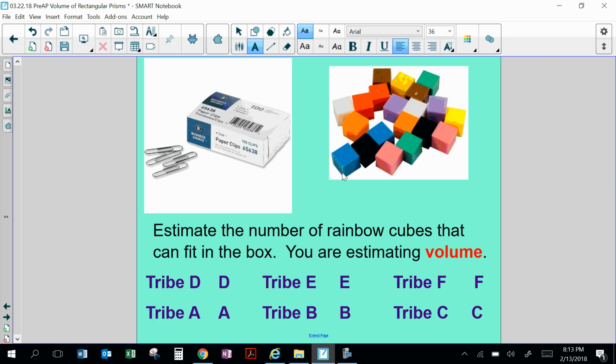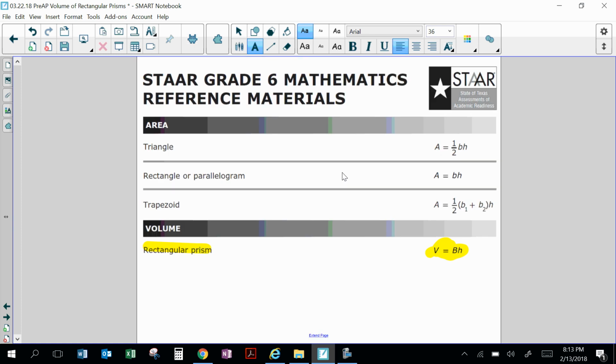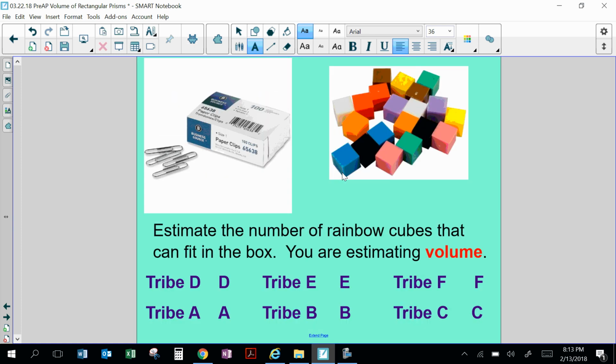So now you're going to be given some rainbow cubes. You're going to estimate how many rainbow cubes can fit into this box. You are estimating volume. So you'll be given a ruler and you estimate, estimate, estimate. After I've given students time to estimate, we're going to do it mathematically because you know what?